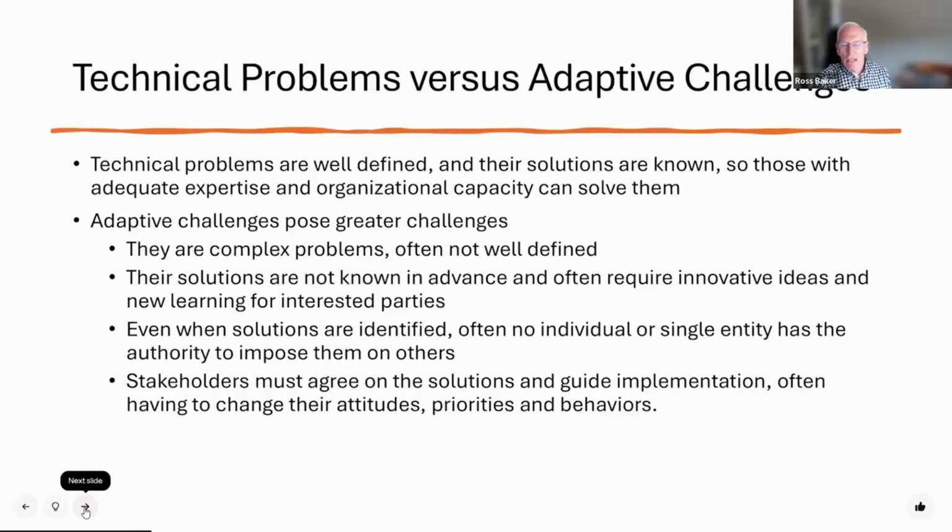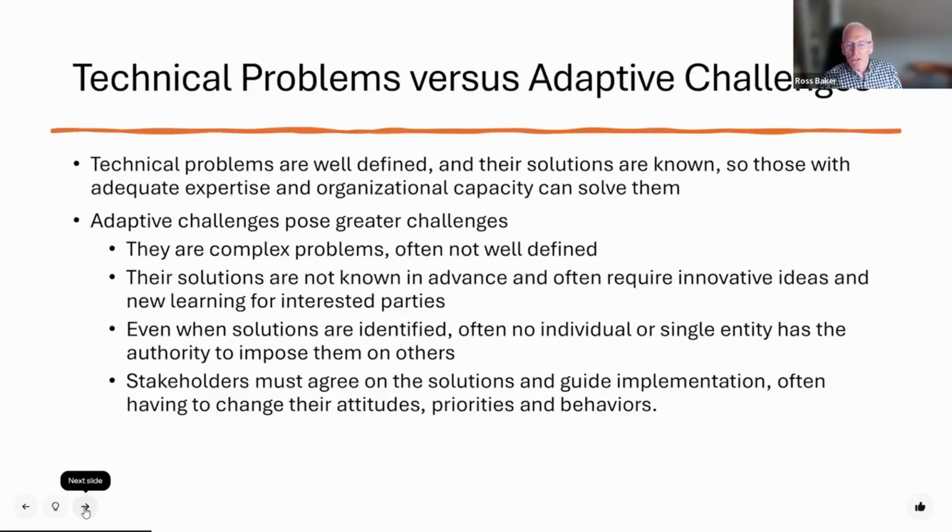So let's deal with this big issue that really is at the heart of adaptive leadership. This idea of identifying adaptive challenges and distinguishing them from the technical problems that are faced by OHTs and other groups. Both are important, but the role of leaders is different in these two settings. Technical problems are those things that are well defined with solutions that are already known.